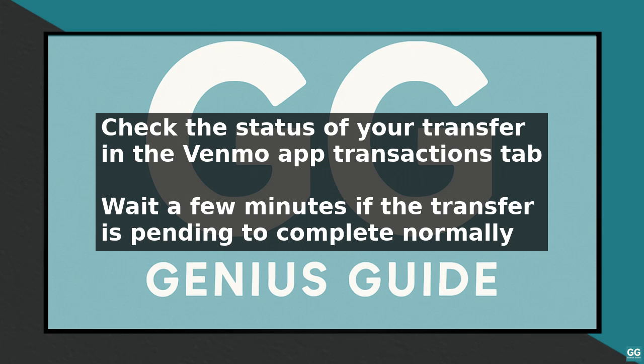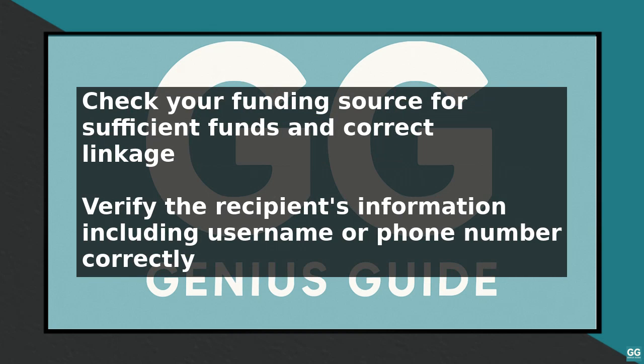action. If the transfer is still not going through, check your funding source to ensure you have sufficient funds. Make sure your bank account or credit card is linked correctly and has enough money to cover the transfer. Also, verify that your recipient's information is correct, including their Venmo username or phone number.